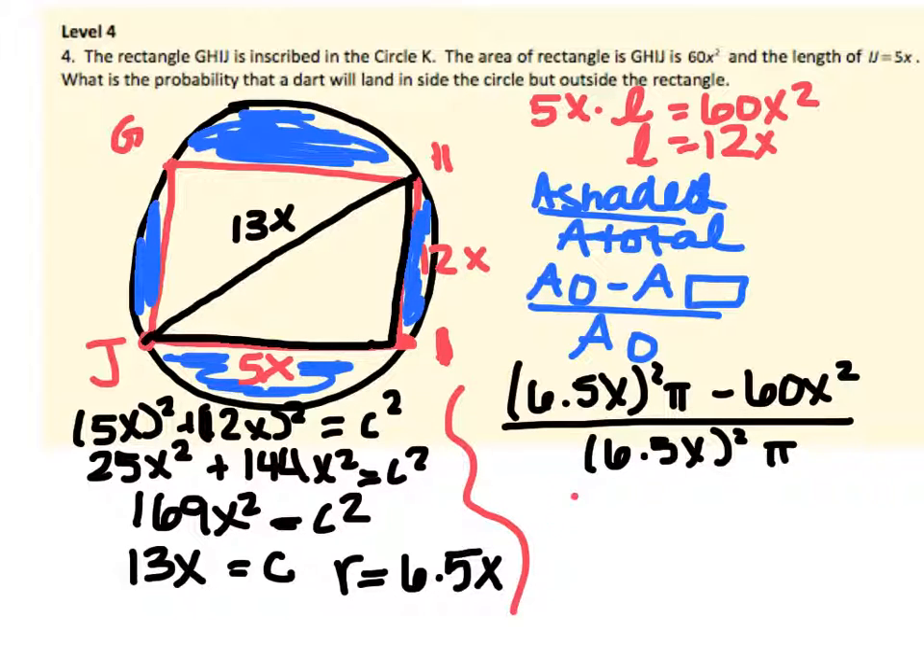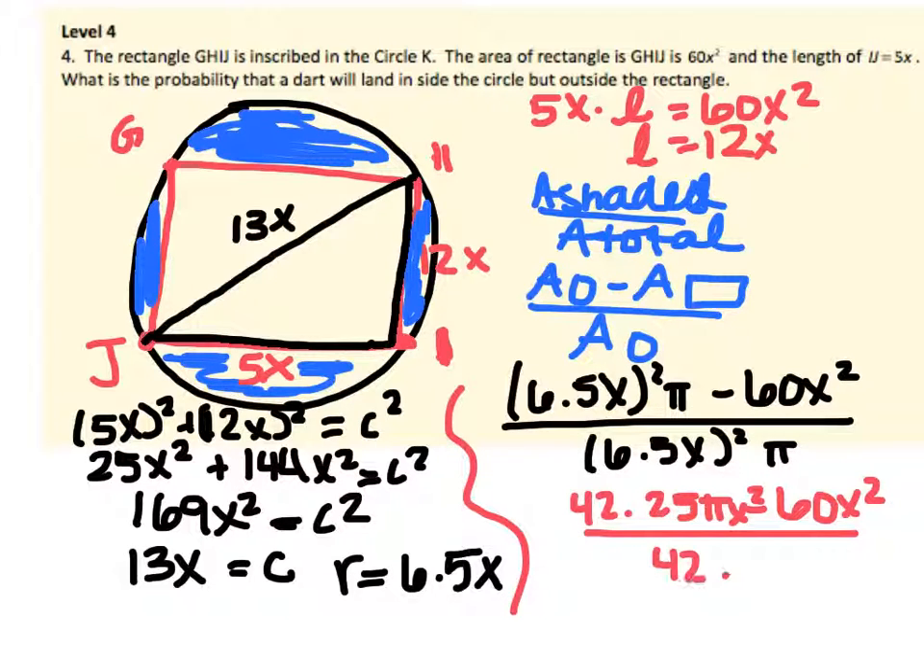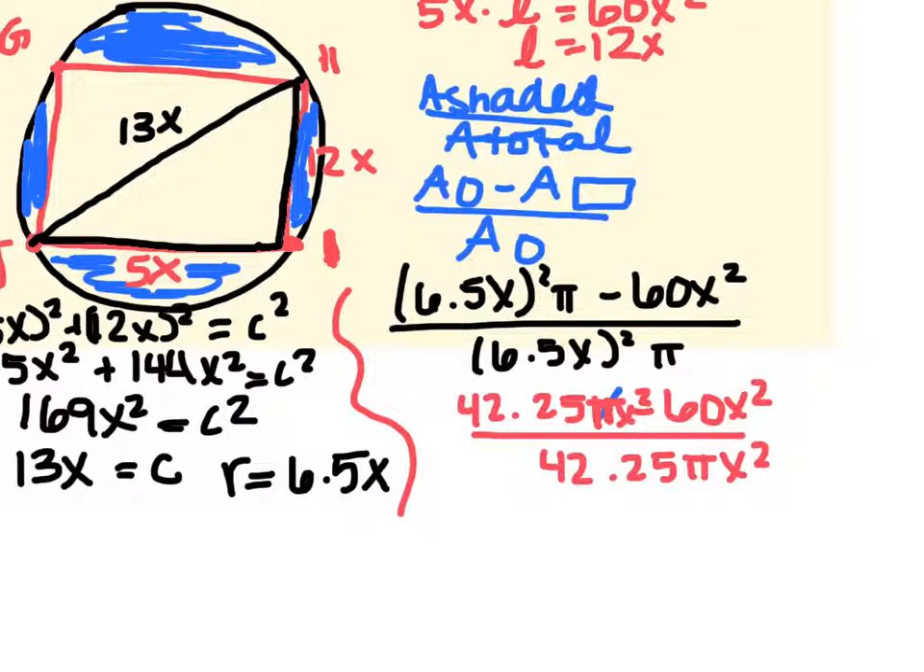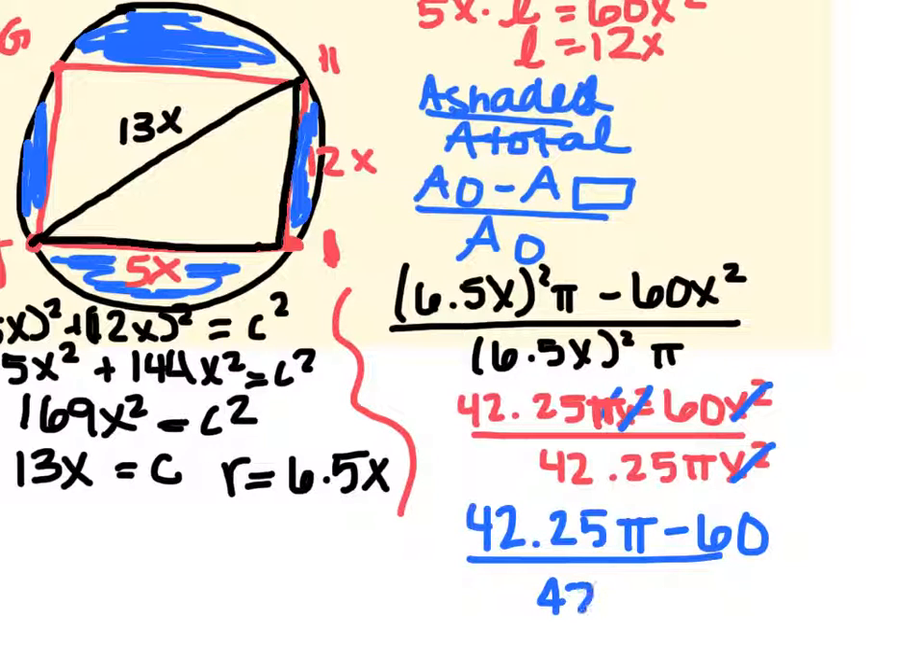So this is going to be 42.25 pi minus 60x squared. Whoops, I forgot my x squared over here. And then another 42.25 pi x squared. And then since every term has an x squared in it, I can simplify that. So, oops, I don't want to ignore the pi's. The pi should be there, sorry. I crossed out the wrong thing. So the x squared should go away. And you should be left with 42.25 pi minus 60 over 42.25 pi.